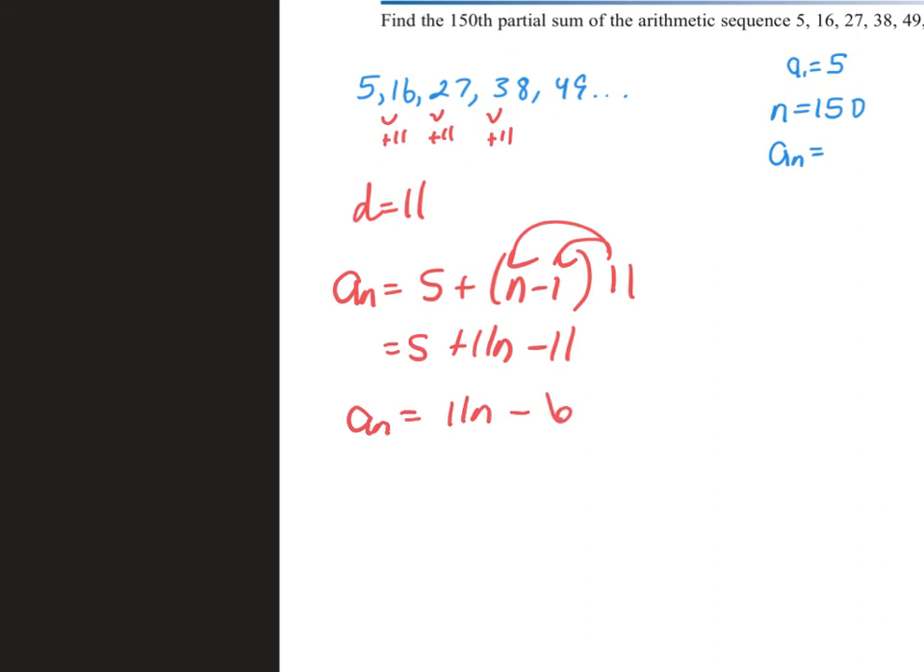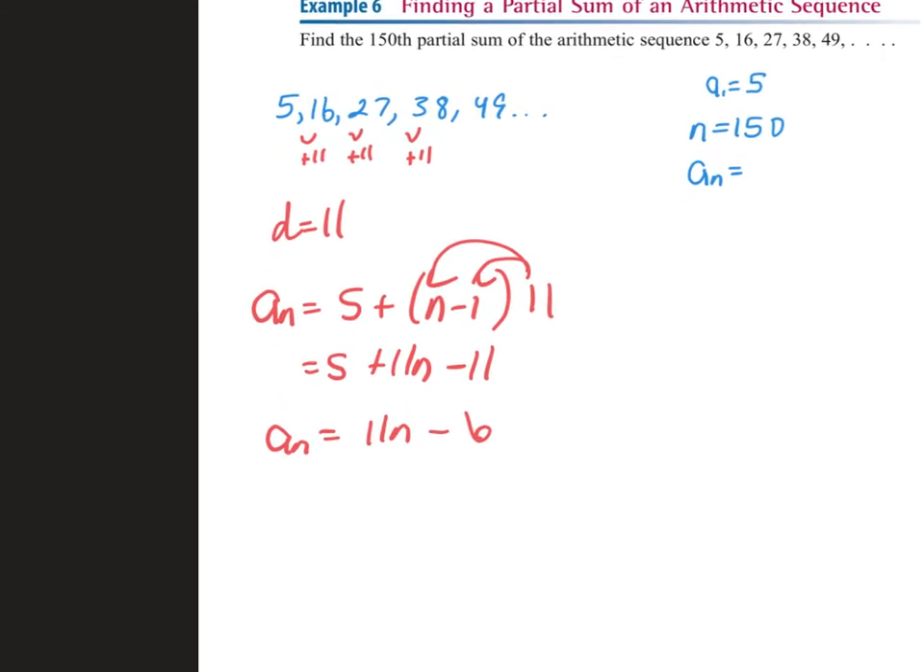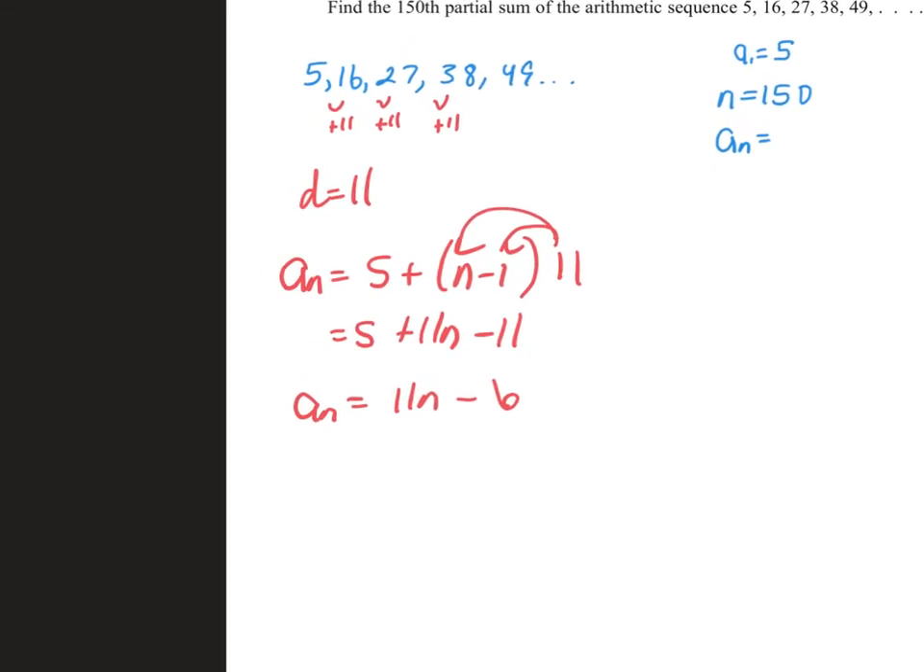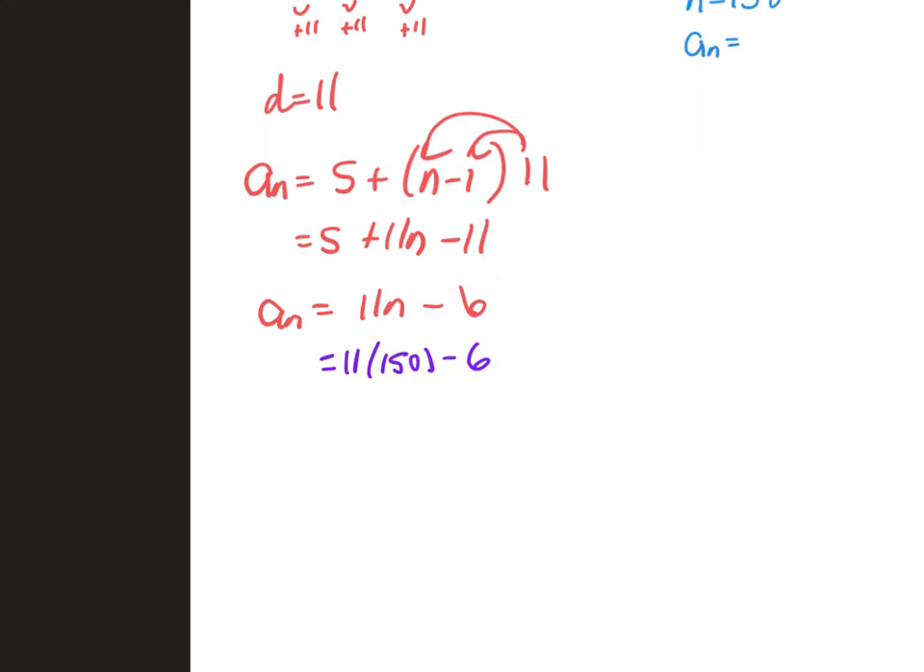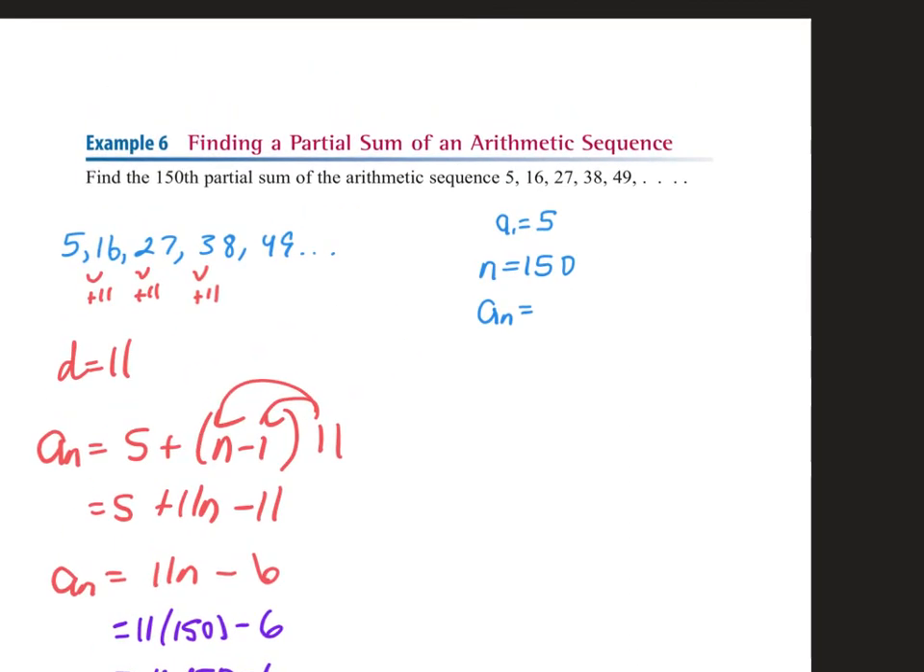Okay, now did that help us completely? Are we done? No, I'm trying to find what this last term is. I plug in, what do I plug in? 150, okay, good. So I say 11 times 150 minus 6. What's 11 times 150? 1650. Minus 6 gives me what? 1644. So now I know that this last term is 1644.